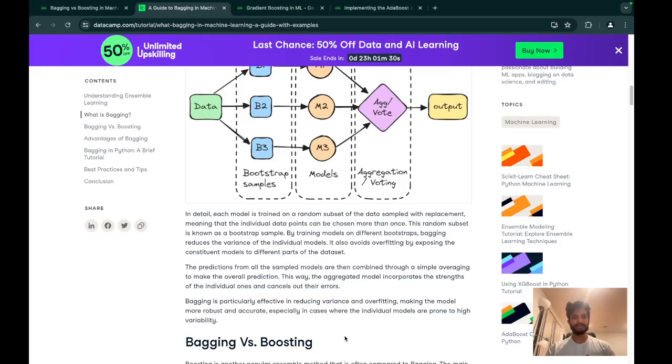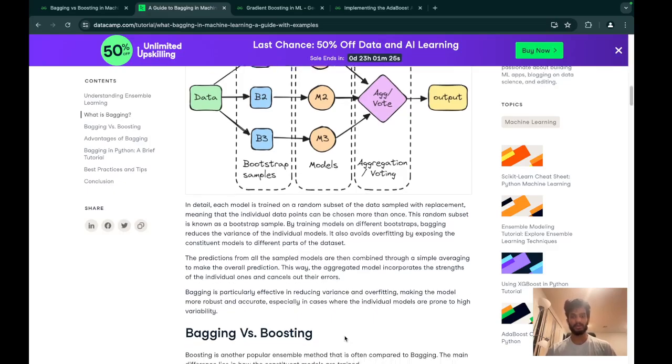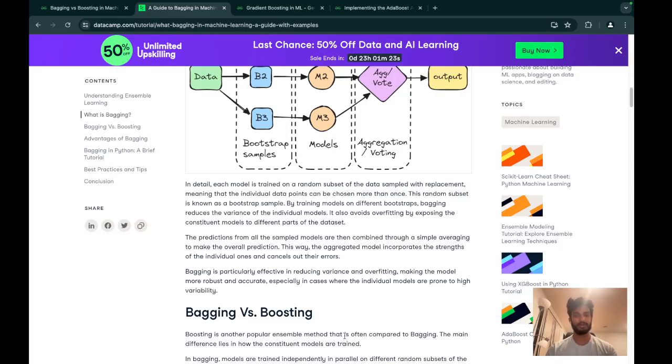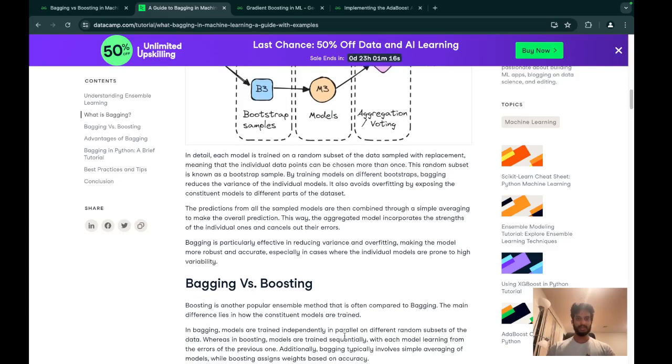By training models on different bootstraps, bagging reduces the variance of individual models. It also avoids overfitting by exposing the constituent models to different parts of the data set. Yeah, see, now that kind of makes sense. But robust, I don't know. I don't think so. It just sounds right, but doesn't even sound right. The predictions from all the sampled models are then combined through simple averaging to make the overall prediction.